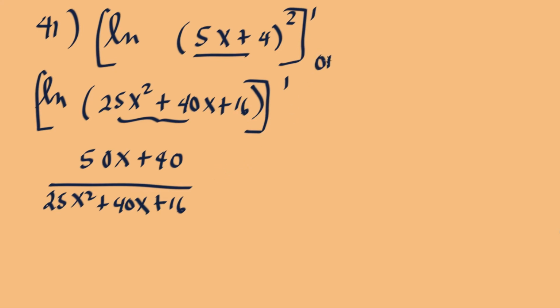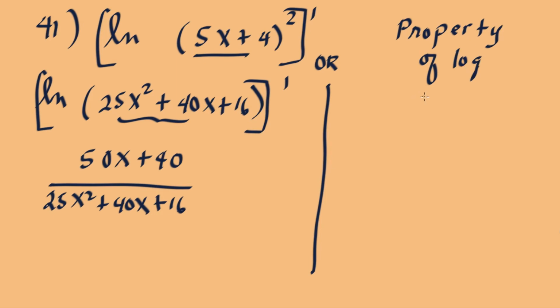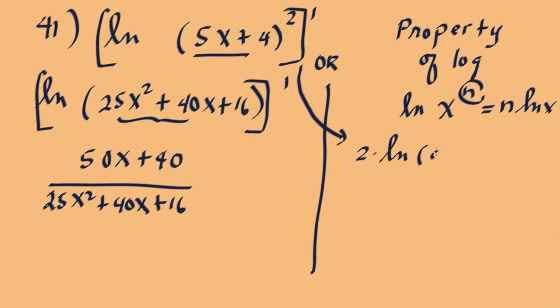Now, alternatively, if you remember the properties of logarithms, there are three of them. One of the properties of log has something to do with the exponent. If you have the natural log of x to the n, that's equivalent to n times the natural log of x. You can move the n right out front. We can apply it here. If you want to do the algebra first, we can move the 2 as the multiplier of the natural log of 5x plus 4.